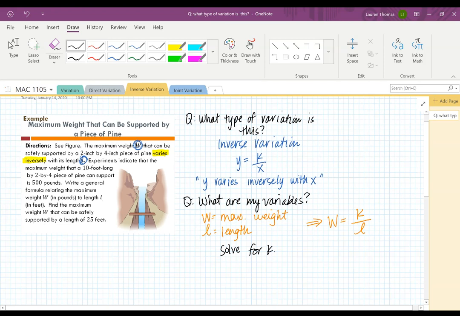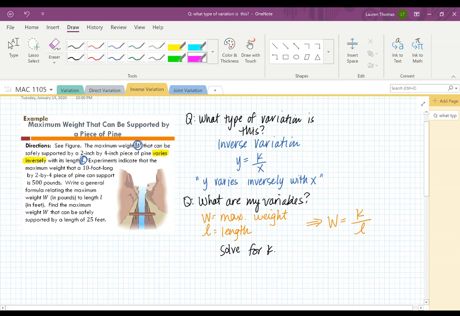Okay. K is our constant of proportionality. So there has to be a relationship in our problem between our two variables already so that we can solve for K. So let's see if I can find a W and an L that already exists within this problem. If we look at the second sentence, it says that experiments indicate that the maximum weight that a 10-foot long by 2 by 4 piece of pine can support is 500 pounds.